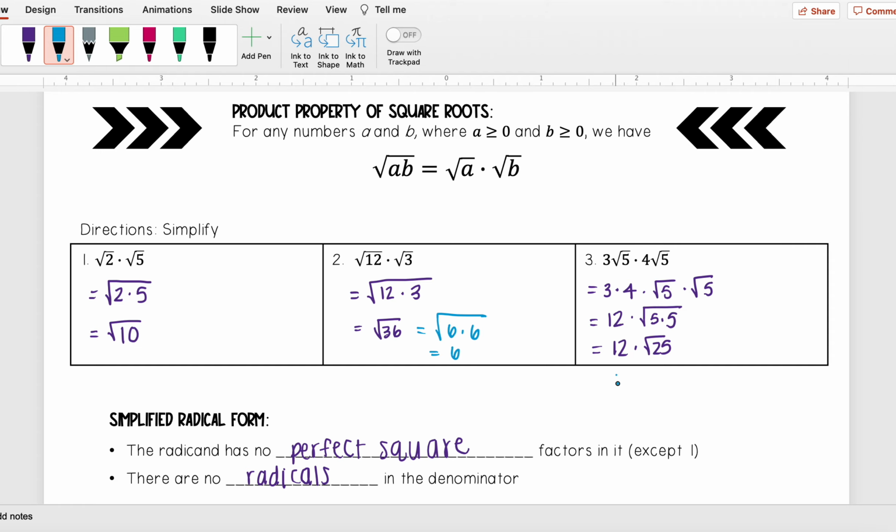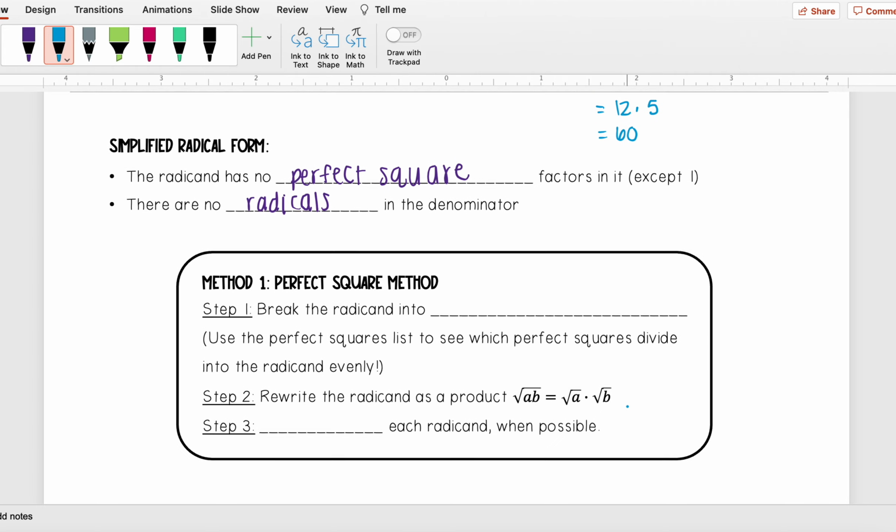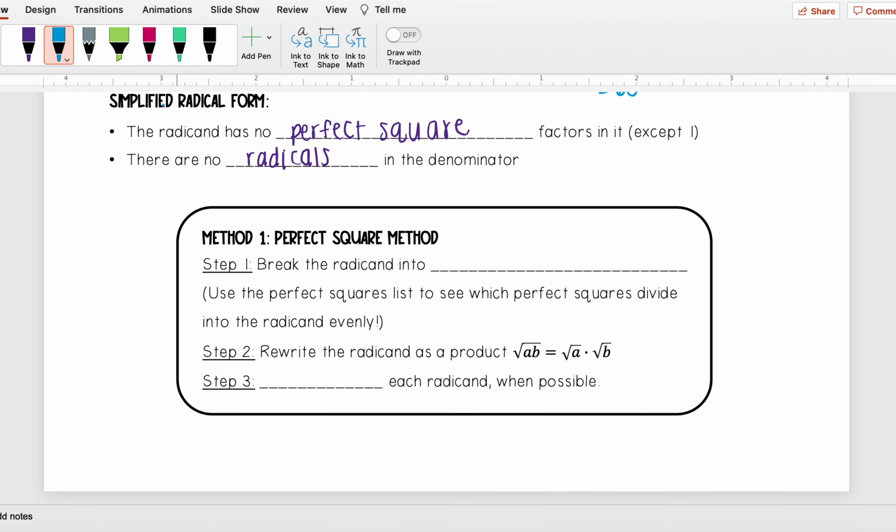Same thing here, I'd have 12 times 25, that's the same thing as 5 times 5. So I'm going to take the square root, since I have a group of 2, since that's the same thing as 5 squared, I get 12 times 5 here, which will end up being 60. So we're going to get some practice doing that with some other radicals. So there are really two methods that you can use.